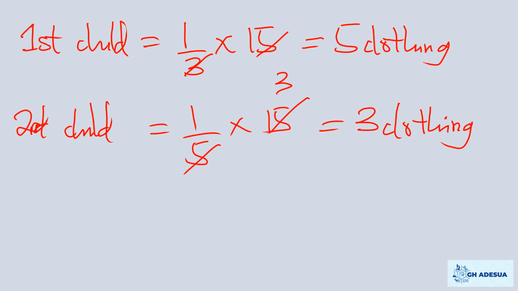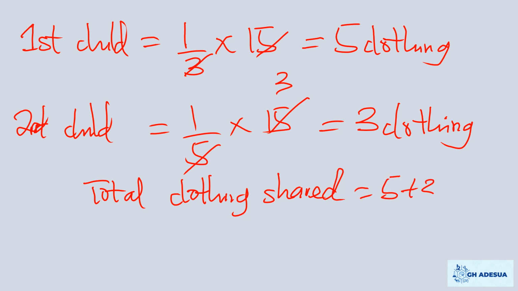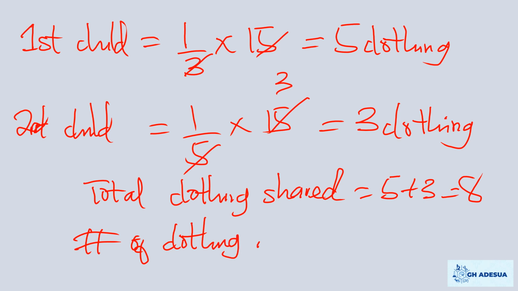Now the questioner could have also asked how many clothing were left. So all you are supposed to do is to find the total clothing shared, which is 5 plus 3, which is 8. So if total clothing shared was 8, the number of clothing left would be 15 clothing minus 8, which is 7 clothing. That would be the number of clothing left.